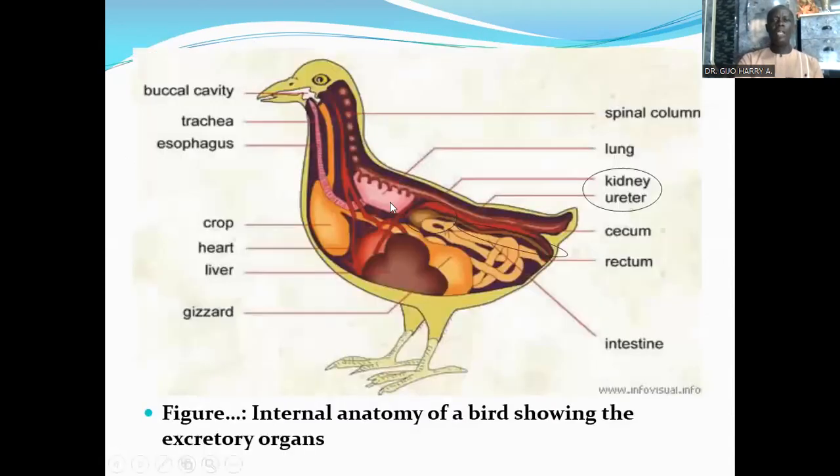So this is the picture of the internal anatomy of a bird, and it's also showing the excretory organs. Now here is the kidney, and then you have the ureter that conveys urine. The kidneys are located just dorsally, and the ureter conveys the urine to the cloaca, where it mixes with the feces and is passed out.